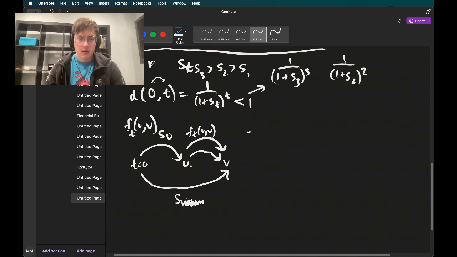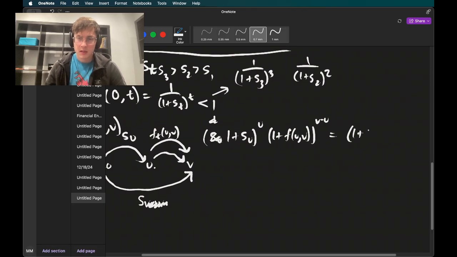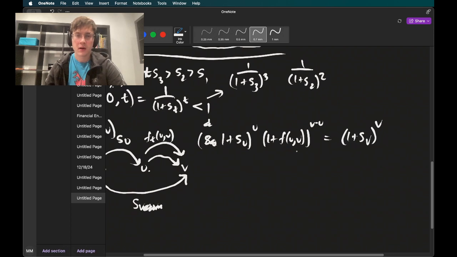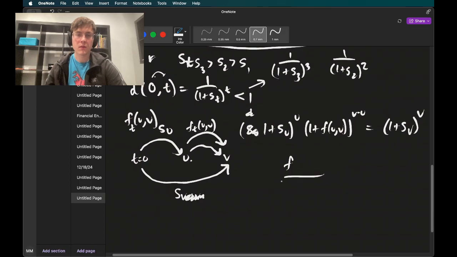So it should be true that (1 plus S_U) to the power of U, times (1 plus F of U,V) to the power of V minus U, should be equal to (1 plus S_V) to the power of V, right? The forward rates are defined as percentages. Then through some algebraic manipulation, you can determine what the value of F is.